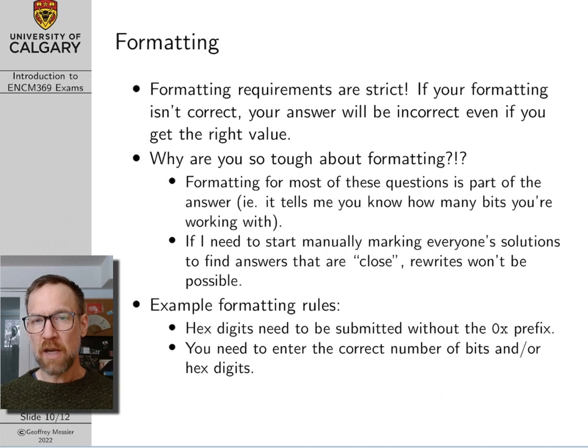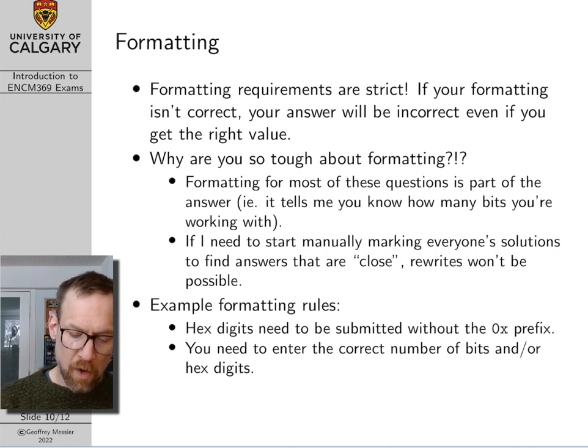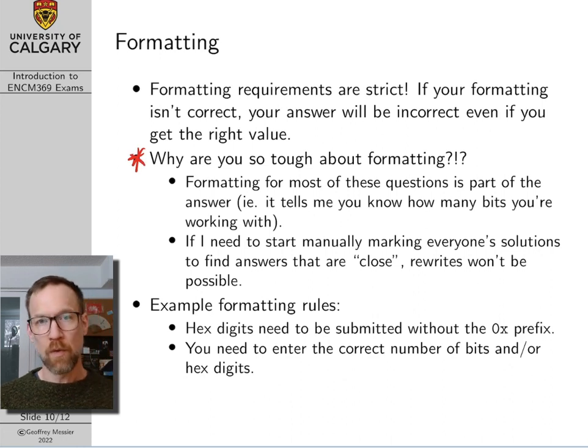Even if you get the correct value, if your formatting is incorrect, it will be marked wrong, and I will absolutely continue to mark it wrong. So if you email me saying, "Hey, I had the right answer, but I just didn't show you the right number of bits," or something like that, I won't change your mark. It's going to stay. And so why? Why am I just so hardcore about formatting? There's basically a couple of reasons.